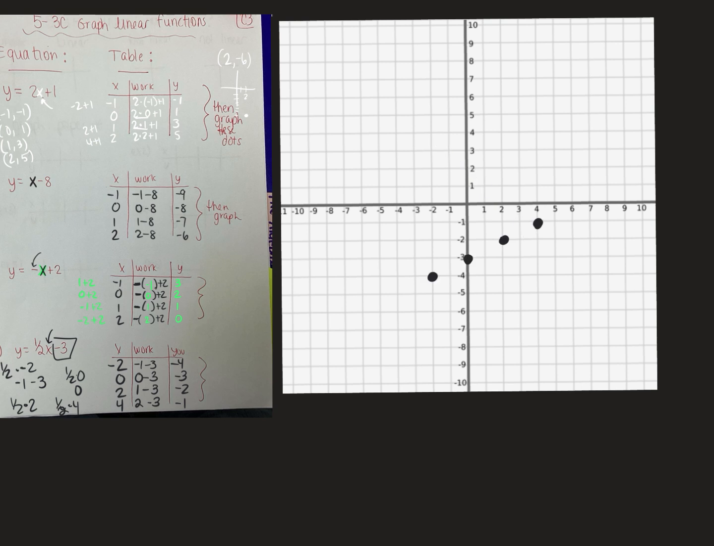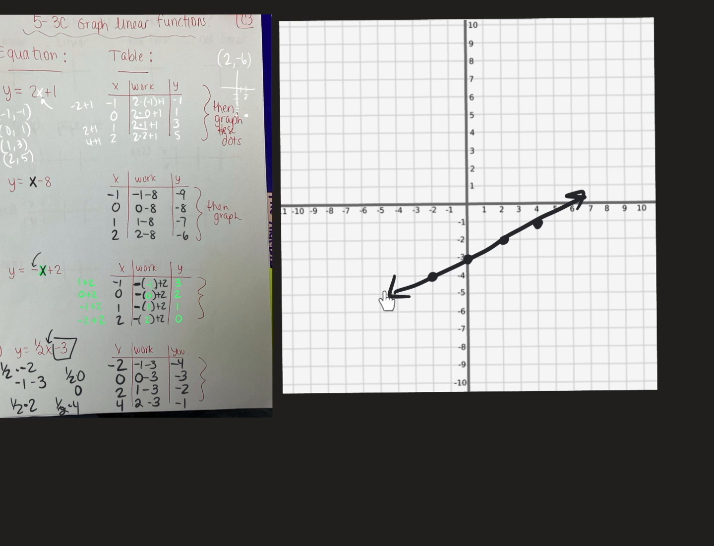Okay, there's my dots. I went sideways to negative 2 and down to negative 4. Sideways nothing, down to negative 3. Sideways to positive 2, down to negative 2. Sideways to 4, down to negative 1. Connect with arrows. If you only give me dots and you don't connect with arrows, then you haven't actually given me the answer. The answer is not the dots. The answer is the line.